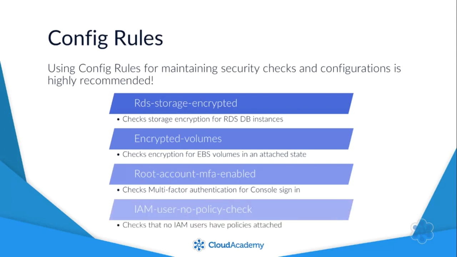IAM user no policy check. This checks that none of your IAM users have policies attached. Best practice dictates that permissions should be provided via roles or groups. The great thing about these predefined rules is that you can also edit them to make subtle parameter changes as needed. As you can see, being able to ask AWS Config to check your resources' compliance with rules such as these are invaluable. And when you couple this with being able to create your own custom rules, the scope and potential of automating compliance is huge across your supported resources.